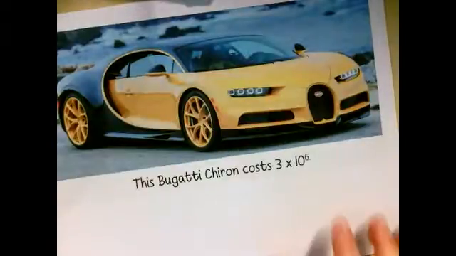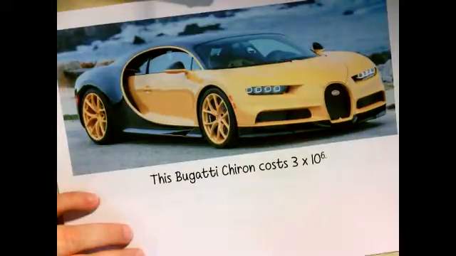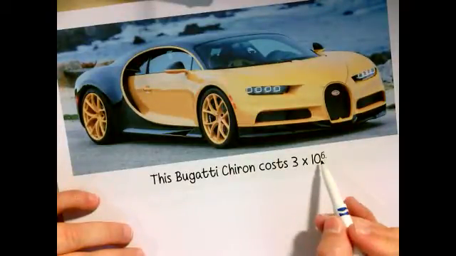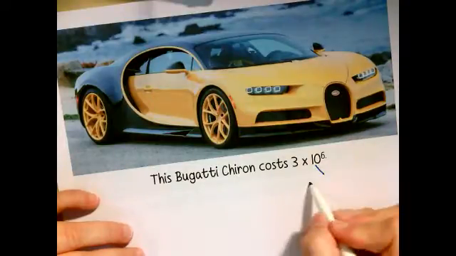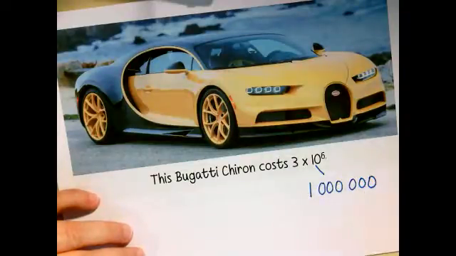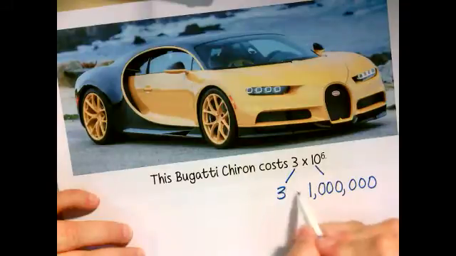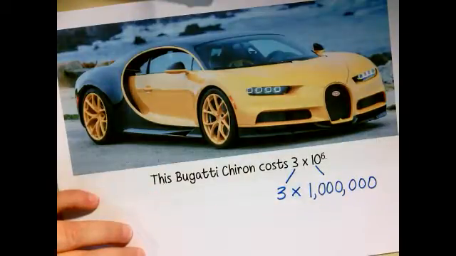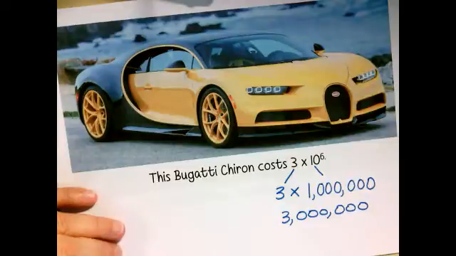All right, here's another one that we looked at. Here's another fancy car. This Bugatti costs 3 times 10 to the 6th. Well, let's figure out what 10 to the 6th is. That's 1, and then 1, 2, 3, 4, 5, 6 zeros. I'm going to put my commas in there. So that's 1 million. So now I have 3 times 1 million. So I know that car costs $3 million, which seems a little ridiculous to me.